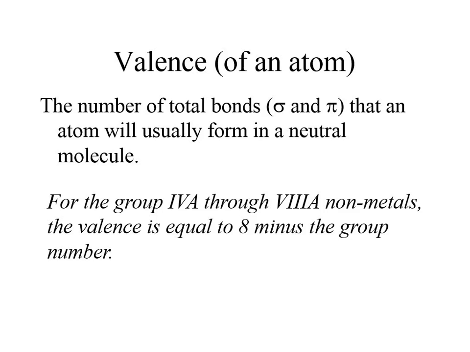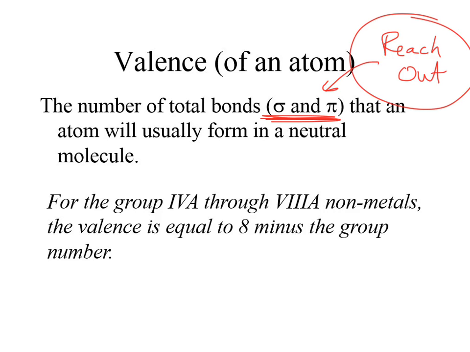The valence of an atom actually is, let me highlight what I think is important, what's in the parentheses right there. The expected valence of an atom is the number of times you want it to reach out. When I say reach out, it's going to reach out forming the primary and the secondary bonds, the sigma and the pi bonds. How many times is it going to reach out? Its expected valence is 8 minus the group number.